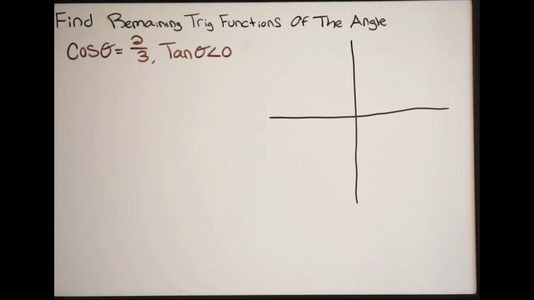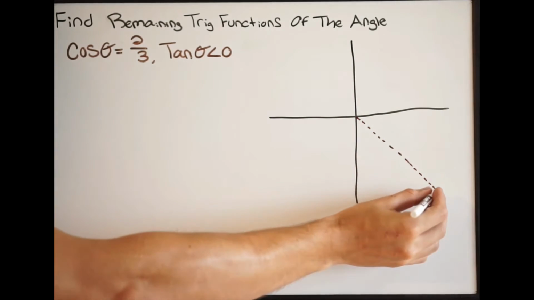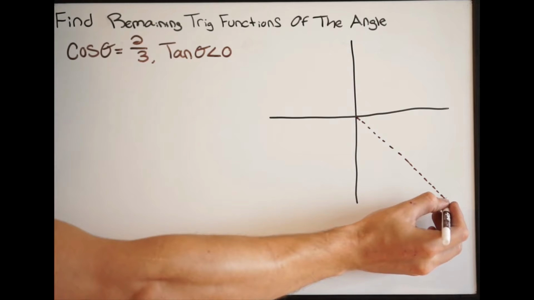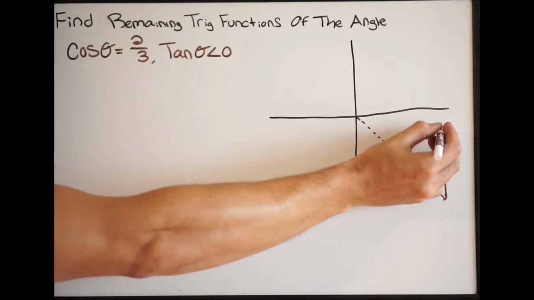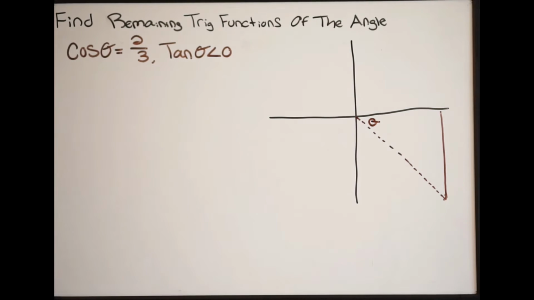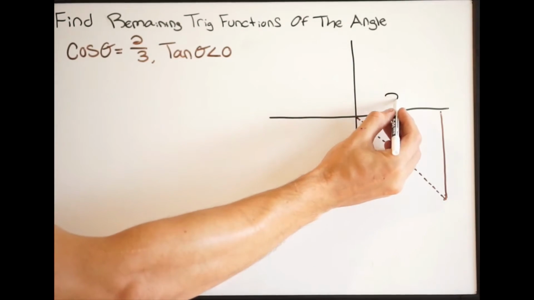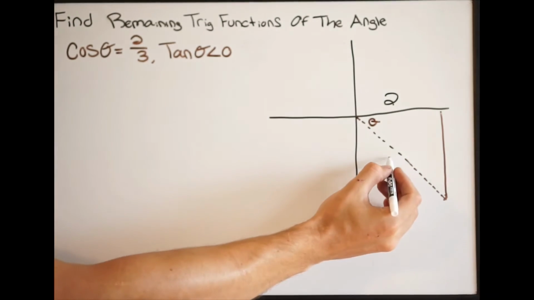So knowing that, we can go ahead and draw in our angle by putting in our triangle. That's going to look something like this. And we can put our angle theta, and there it is. So at this point, you want to go ahead and fill in the sides of your triangle. We're given cosine, which we know is adjacent over hypotenuse. So adjacent here is going to be this length. So we're going to have 2. And then our hypotenuse will be 3.